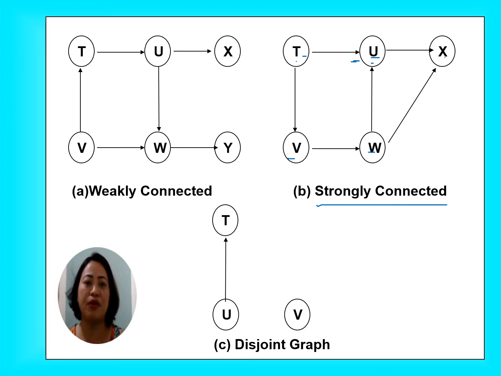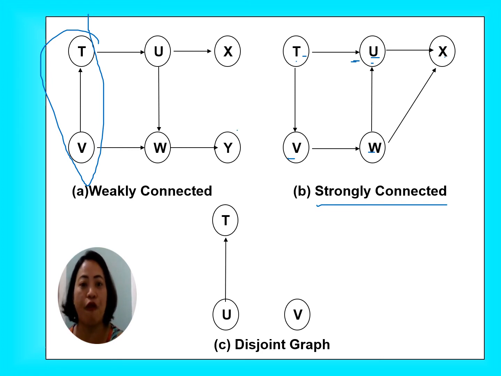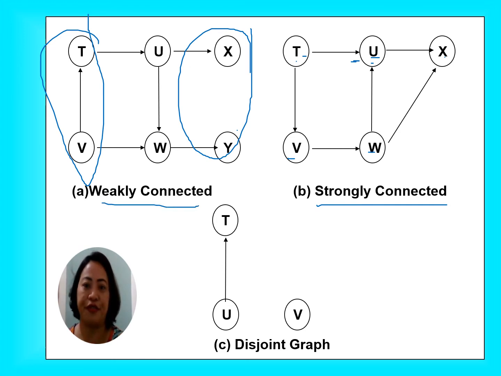Well, when we say weakly connected graph, it has at least two vertices connected, a minimum of two vertices that are connected. Notice that vertex Y has no connection with other vertices. W has a connection with Y, but Y has no connection with other vertices. Therefore, this is an example of a weakly connected graph.